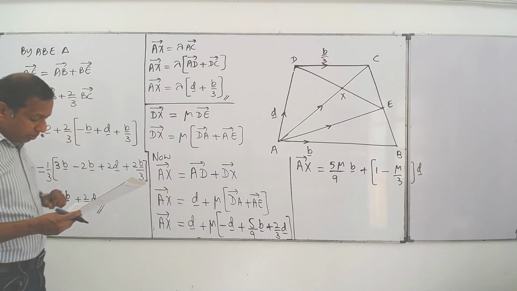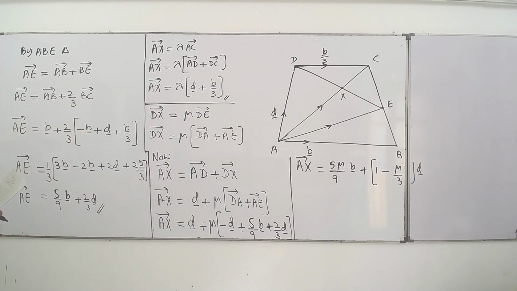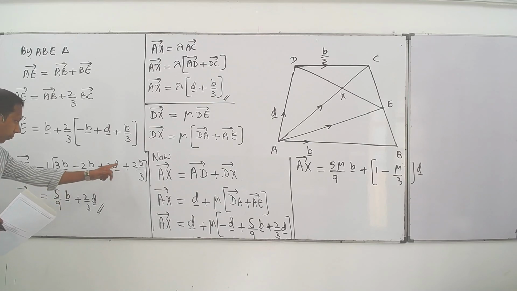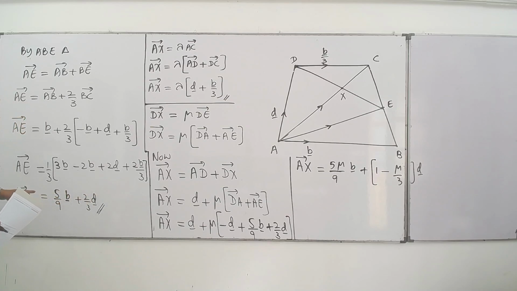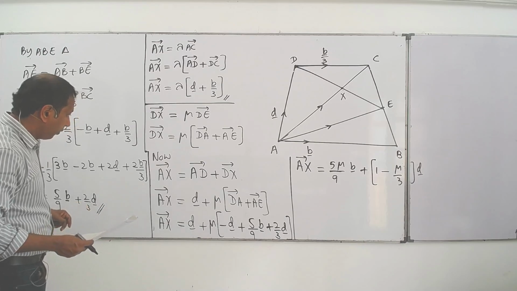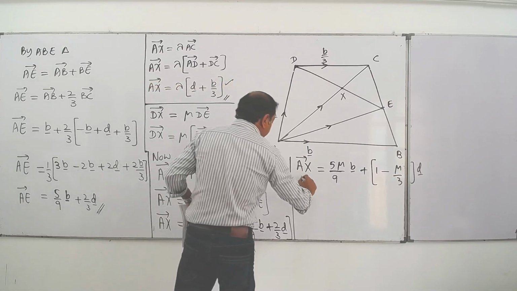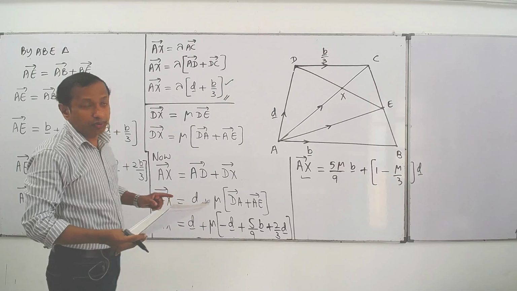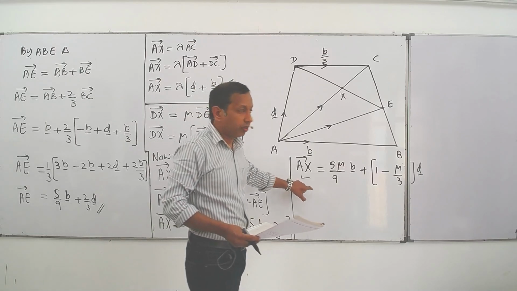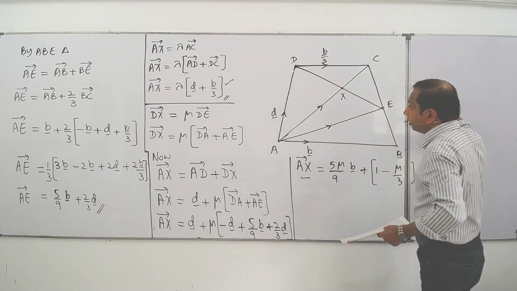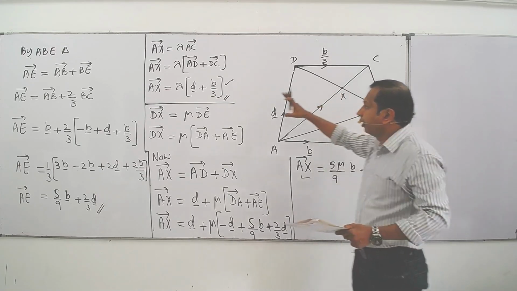This way we get 5 mu by 9 B plus 1 minus mu by 3 D. Right. So here the answer 3B minus 2B should be B, I wrote that as earlier D and B, and here 2B by 3. Okay, correct, no? 5B by 9 coming. That's correct. Now there are two answers for AX. One is this, the other one is this. The same AX vector we found in two ways. Therefore, the right hand side we can equate.